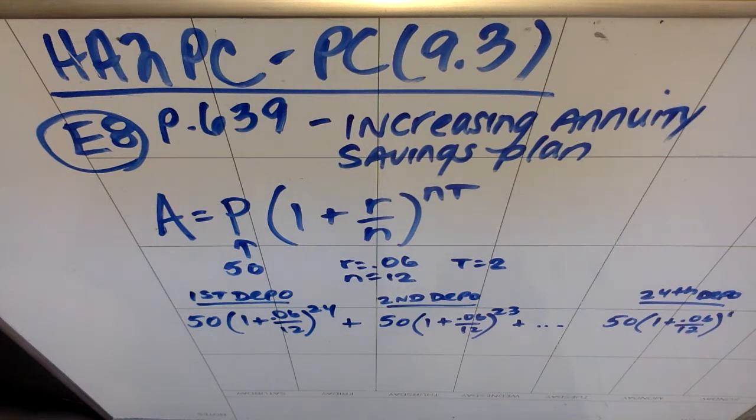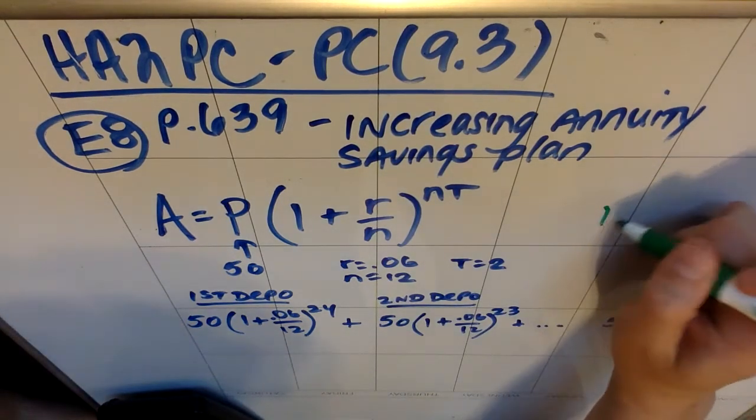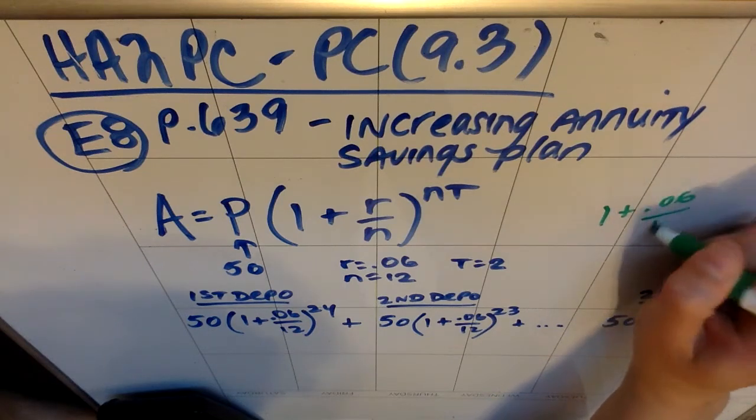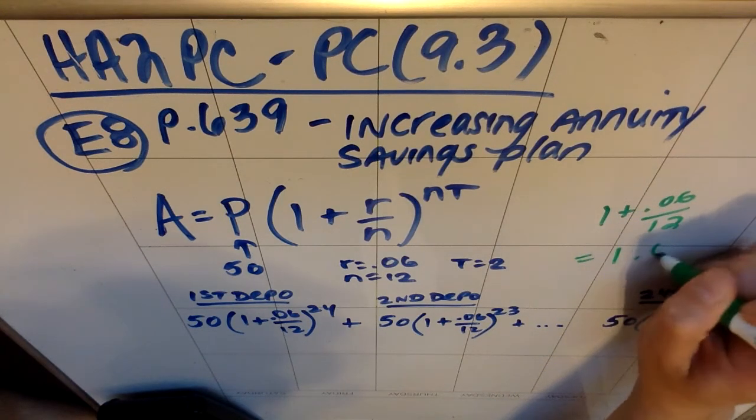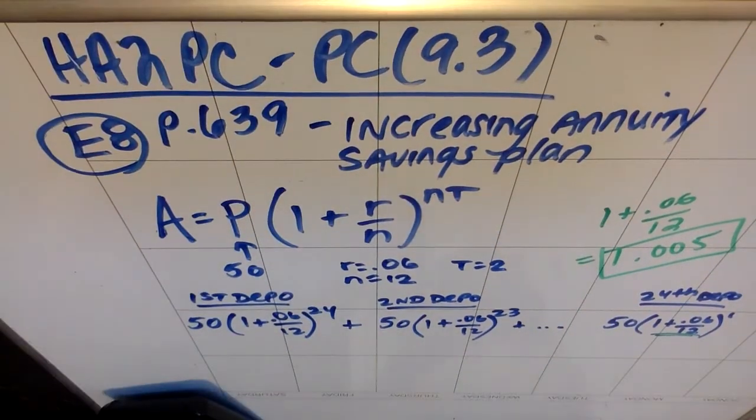It might be worth figuring out what 1 + 0.06 divided by 12 is, because we've had to write it a bunch of times. So it turns out that this 1 + 0.06/12 is 1.005. So I'm going to start using that instead because I don't feel like using the crazy, ugly monstrosity that I have.